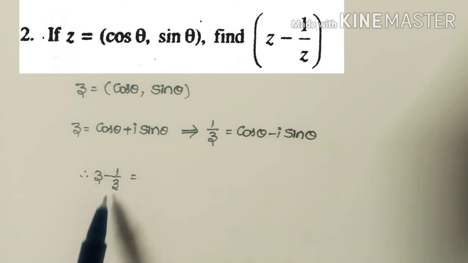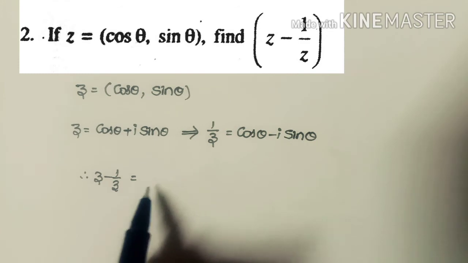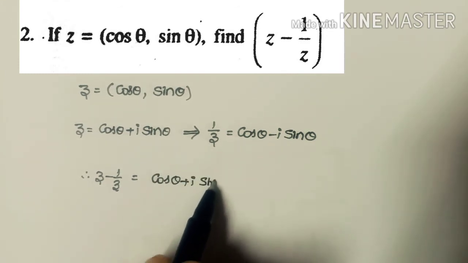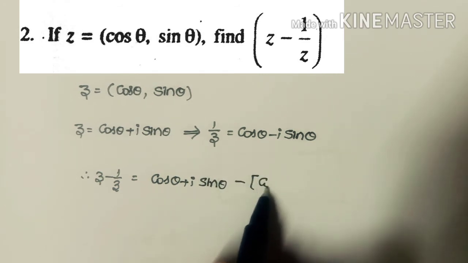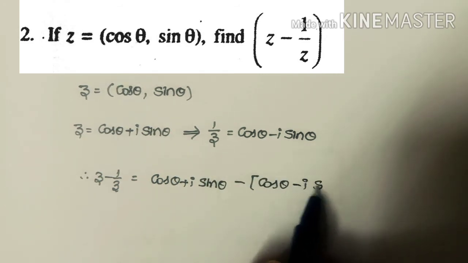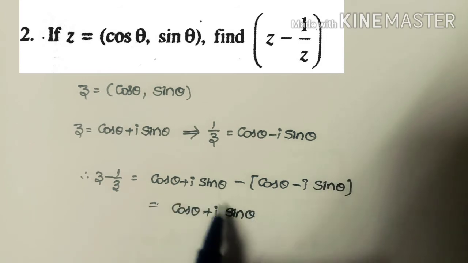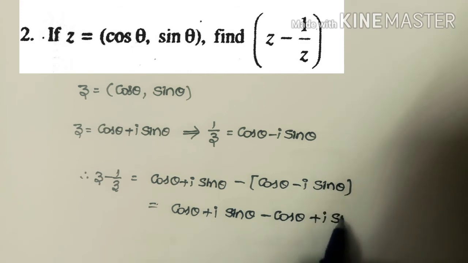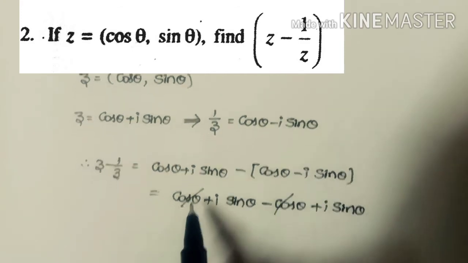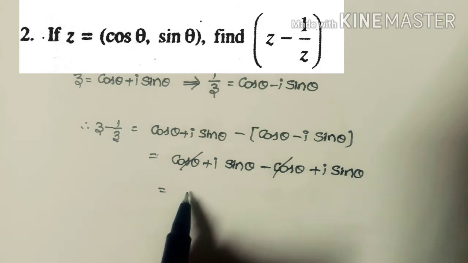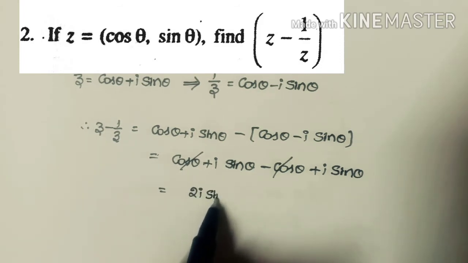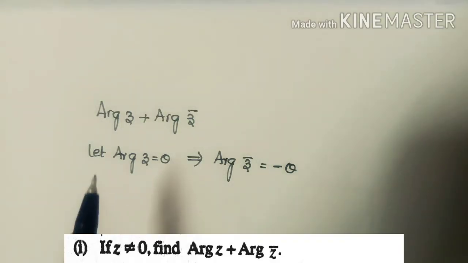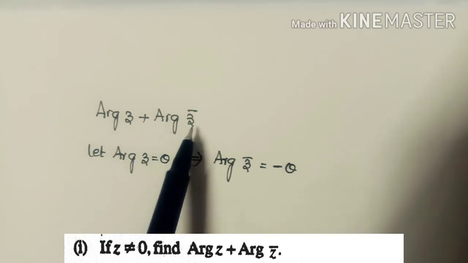Now we want the value of z minus 1 by z. Now replacing the values, the z value is cos theta plus i sin theta, minus of 1 by z. The 1 by z value is cos theta minus i sin theta, and this equals cos theta plus i sin theta minus cos theta minus of minus i sin theta. Now here cos theta and minus cos theta get cancelled. Now the remaining value is i sin theta plus i sin theta equals 2i sin theta. That's all.